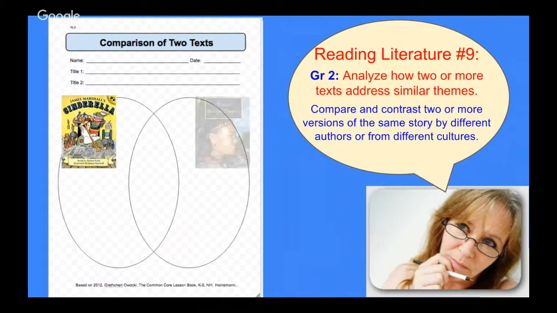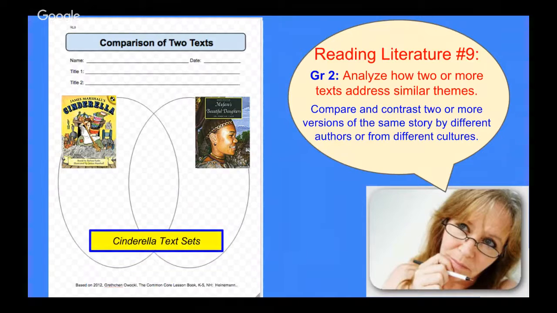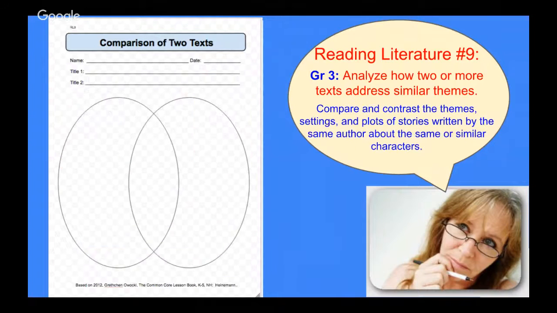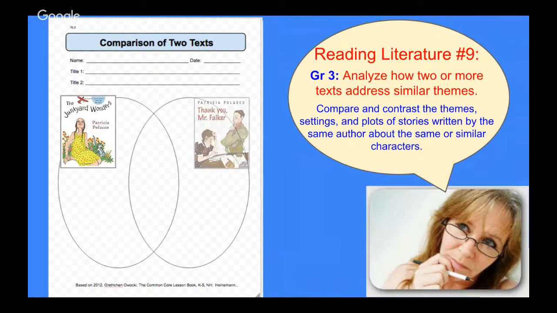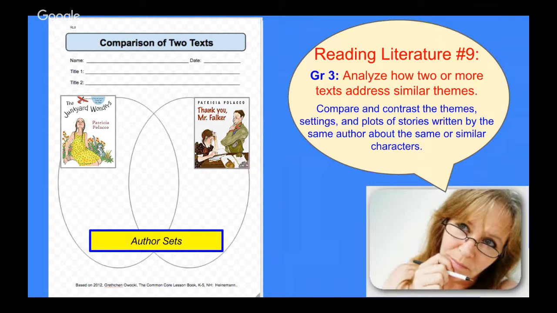At a 2nd grade level, we're looking at, again, comparing 2 texts, but now it's the same story, just different authors and different versions based on culture. But here, Owocki gives us some of the fairy tales written from different cultures, different authors that we can now contrast and compare. 3rd grade, oh, I love the author studies. You've got it, 3rd grade. So here's taking an author, contrasting and comparing the characters, similar characters, or text from the same author. Now we're not only looking at themes, but we're also contrasting and comparing settings and plots.